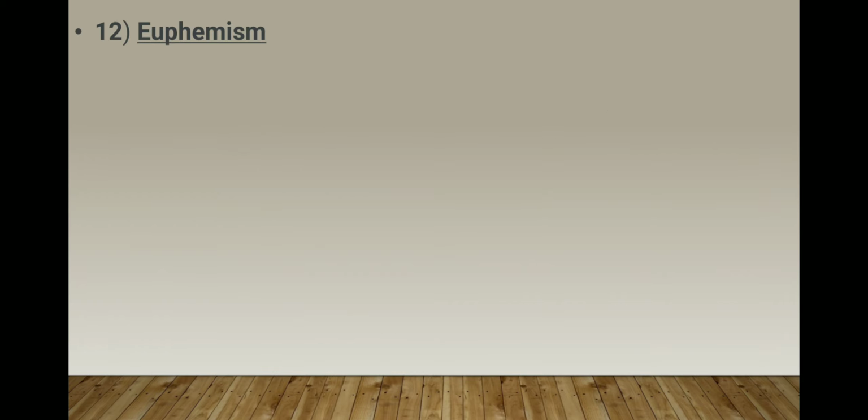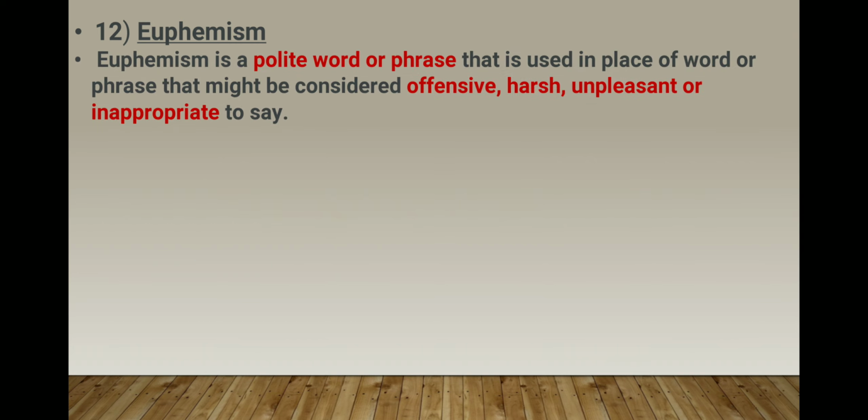Number 12 is euphemism. Here is the definition. Euphemism is a polite word or phrase that is used in place of word or phrase that might be considered offensive, harsh, unpleasant or inappropriate to say. मतलब ये कि यूफेमिज्म एक ऐसा पोलाइट वर्ड और फ्रेज है जिसको यूज किया जाता है ऑफेंसिव, हार्श, अनप्लेजेंट और इनअप्रोप्रिएट वे में बताने के बदले.